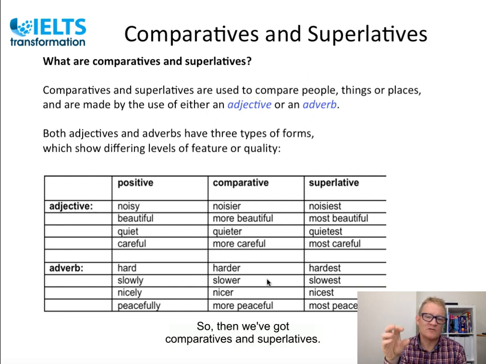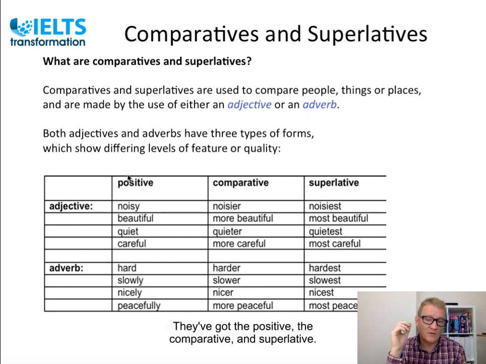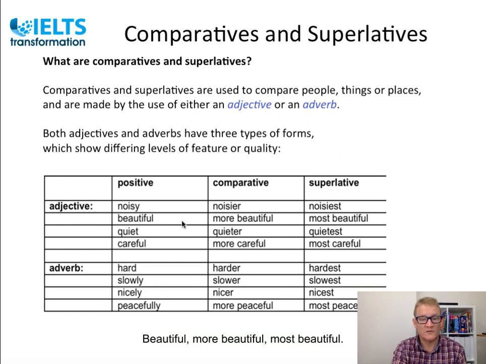So then we've got comparatives and superlatives. So we use comparatives and superlatives to compare people, places and things. And it is both adjectives and adverbs. A lot of people think it's just adjectives, but it's not, it's adverbs as well. And all of the adjectives and adverbs have 3 forms. They've got the positive, the comparative and superlative. So noisy, noisier, noisiest. Beautiful, more beautiful, most beautiful. Quiet, quieter, quietest. Careful, more careful, most careful. Hard, harder, hardest. Slow, slower, slowest. Nicely, nicer, nicest. Peacefully, more peaceful, most peaceful.